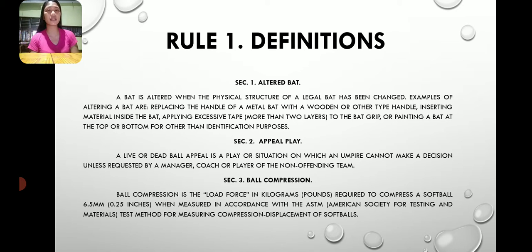Examples of altering a bat are replacing the handle of a metal bat with a wooden or other type of handle, inserting materials inside the bat, applying excessive tape, more than 2 layers, to the bat grip, or painting a bat at the top or bottom for other than identification purposes.